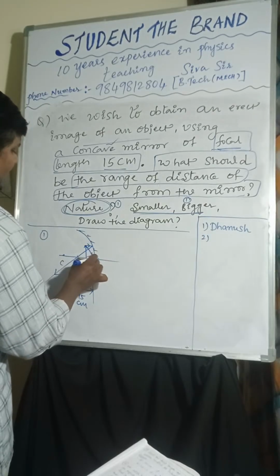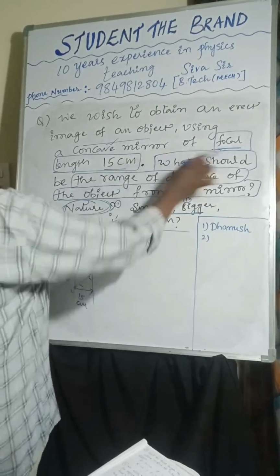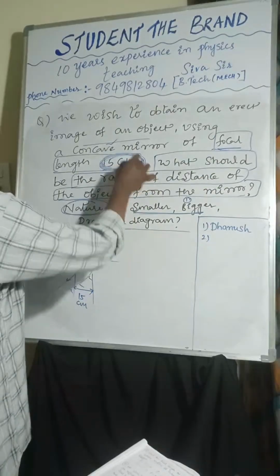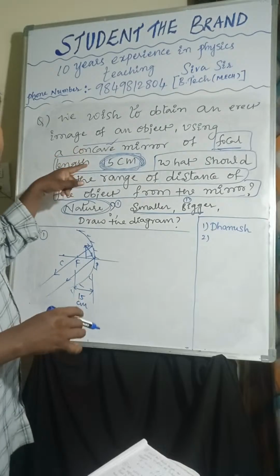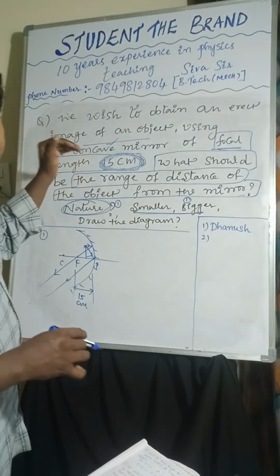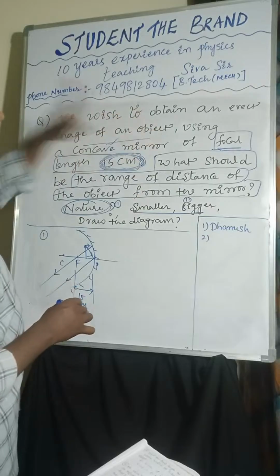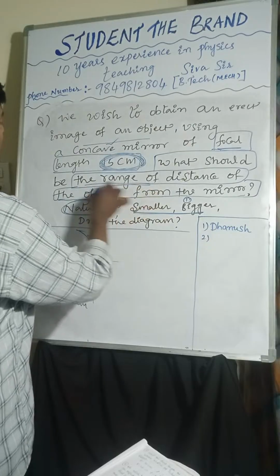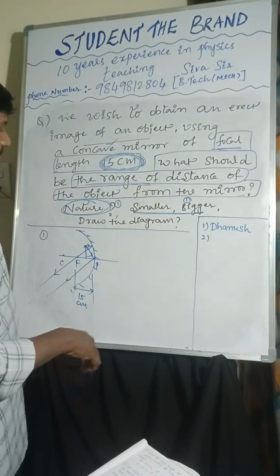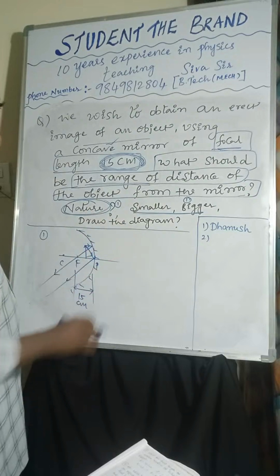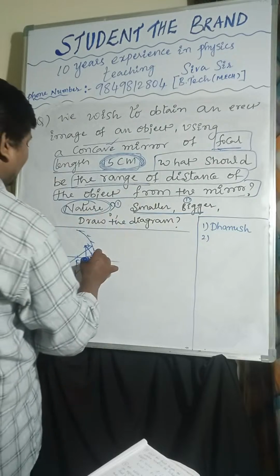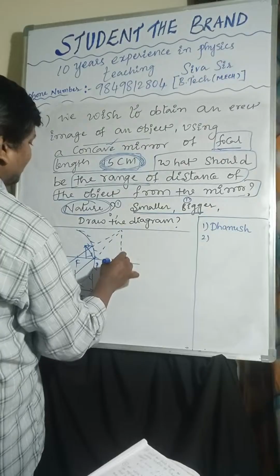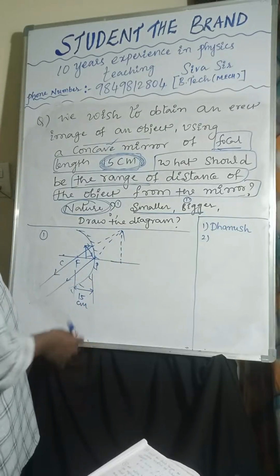So the object is placed between... here they have mentioned a value, and if the value is mentioned you must use it to answer the question. They have given it in a specific way: the focal length is 15 centimeter. What is the range they mentioned? Less than 15, between F and P. You have to place the object there, at less than 15, like that you have to mention. Understood? Between F and P.